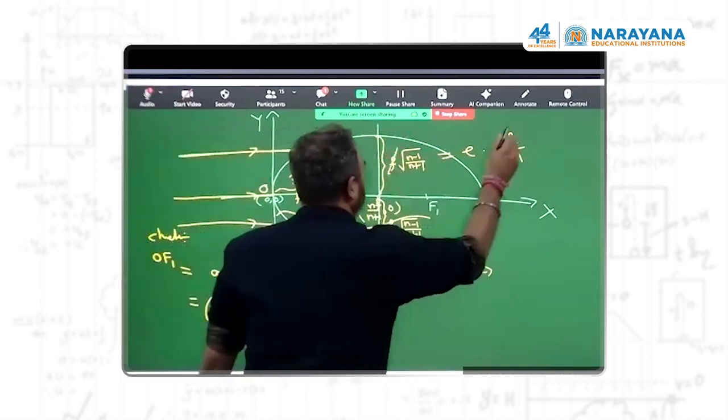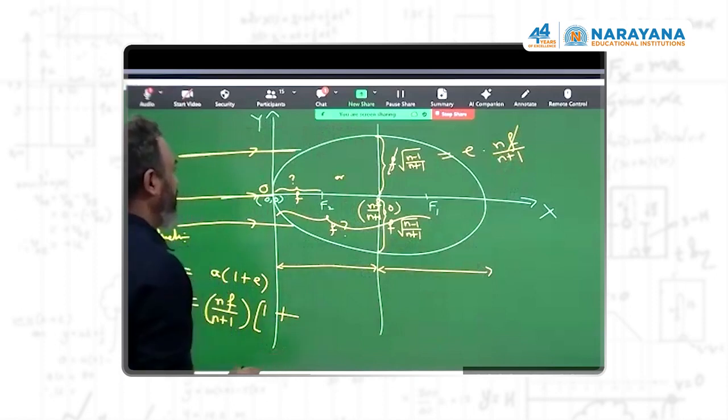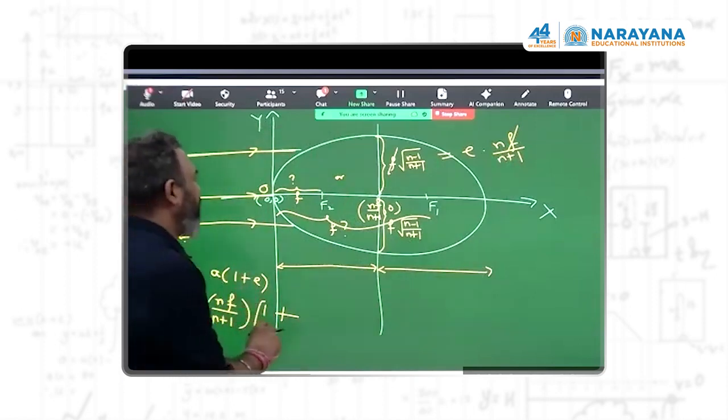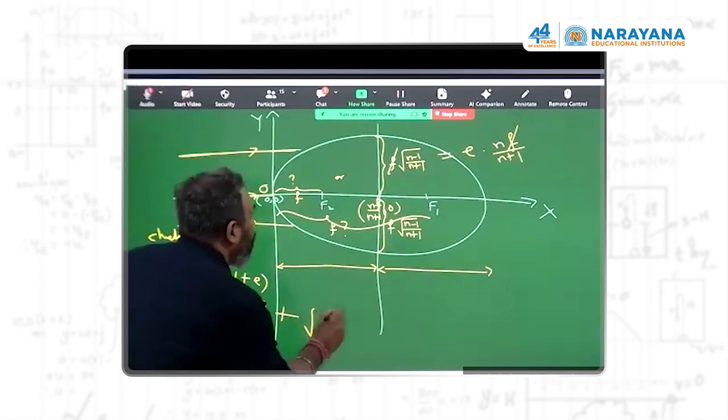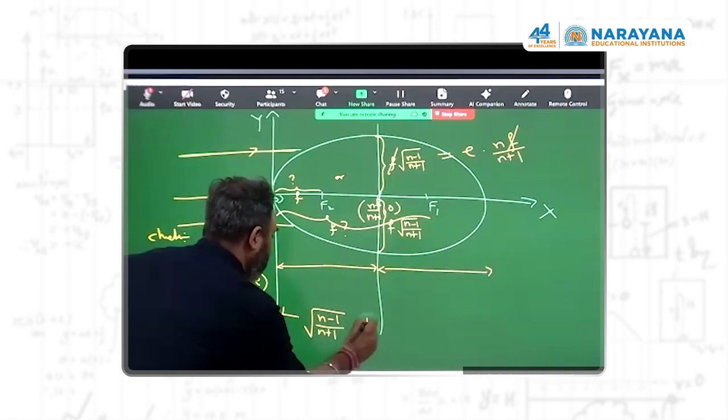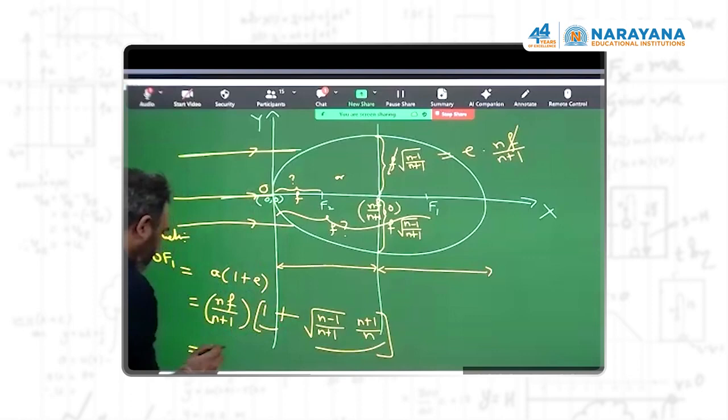So I think now everything is fine. You substitute the value of E there, and you should get the result. It is root of n minus 1 upon n plus 1 and n plus 1 upon n. Check, is this value coming out as f?